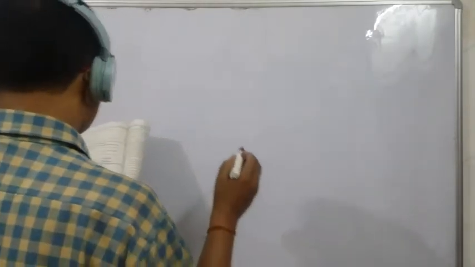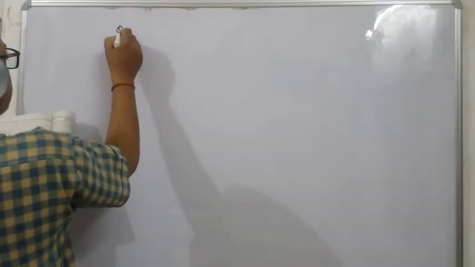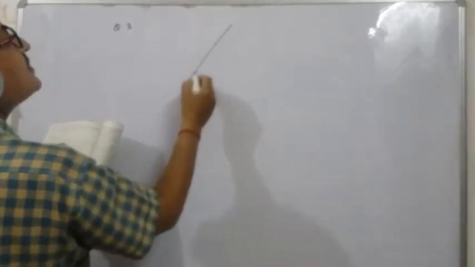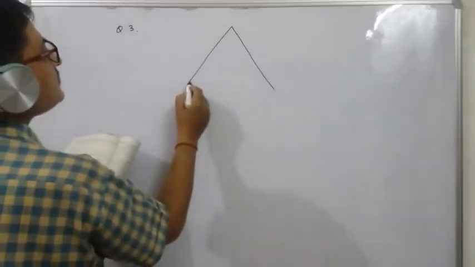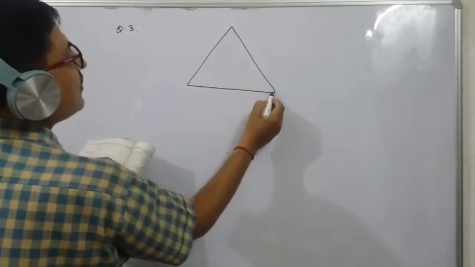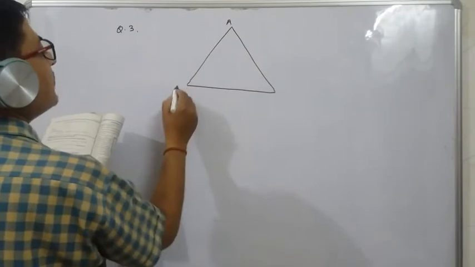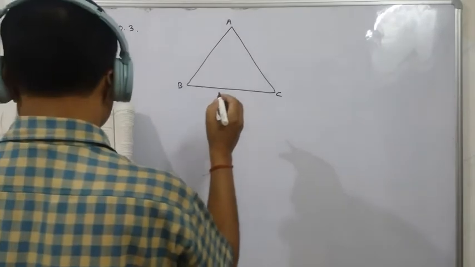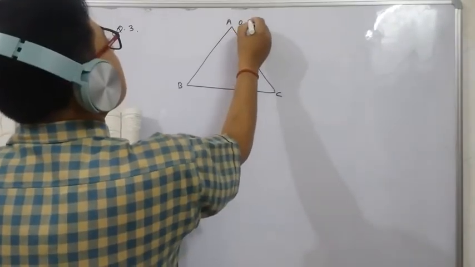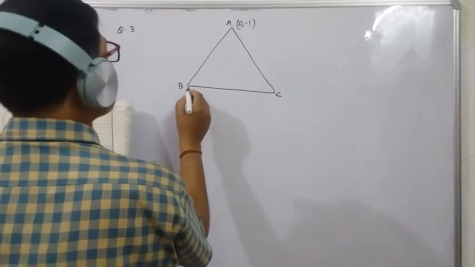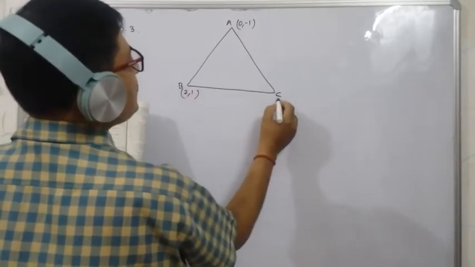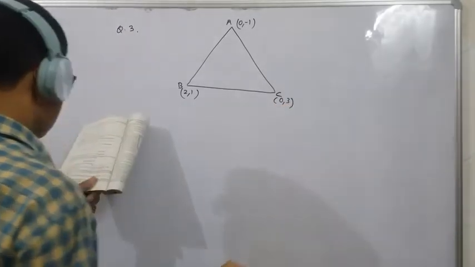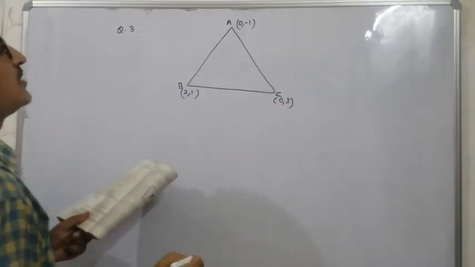Whatever the new area is, and the area of the original figure. So first we will make the figure, then it will be more clear. Question number 3. Suppose this is the triangle ABC. Their coordinates are given: 0, -1; 2, 1; and 0, 3. These three coordinates are given.